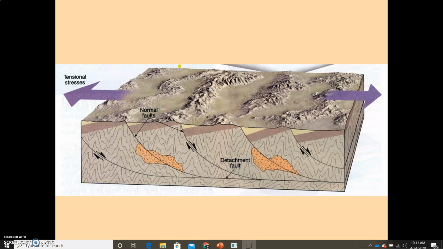And here's some more types. They're showing you a block diagram of some normal faults, and it looks like this crust is in tension, and you're getting these kind of faults like here that are curved, and then these would be your Horsts, and these little areas would be your Grabens here.